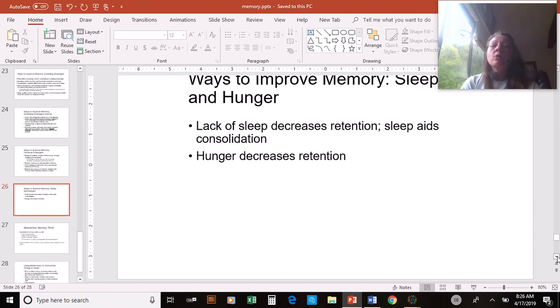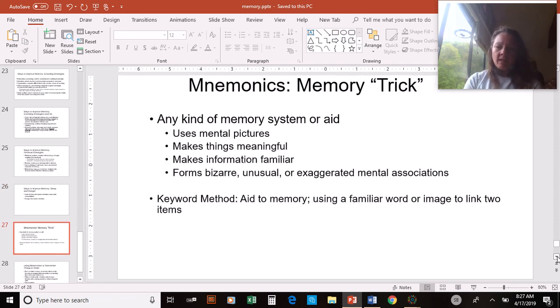And then, of course, sleep and hunger play a role in our memory. We know that just being hungry, being sleepy, those are things that distract us, don't keep us in the present. So it makes it hard to remember information when we're in those states. And then, just like I said, a good system, people use a lot of different little mnemonics to remember.